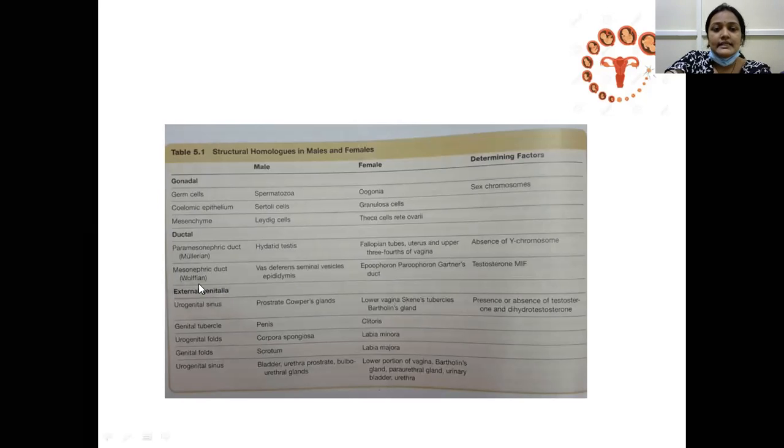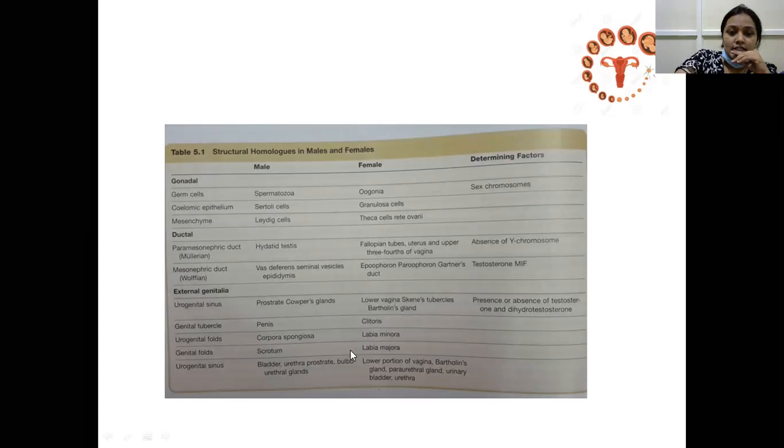And coming to the external genitalia, the urogenital sinus develops the lower part of the vagina, the Skene's glands and the Bartholin's glands in the female. And in the male, there will be development of the prostate and the Cowper's glands. The Leydig cells secrete testosterone, and by the action of 5-alpha reductase, testosterone gets converted into dihydrotestosterone. Testosterone and dihydrotestosterone are responsible for the development of male external genitalia. As there is no Y chromosome, there will not be any testosterone or dihydrotestosterone, and it will be female external genital development.